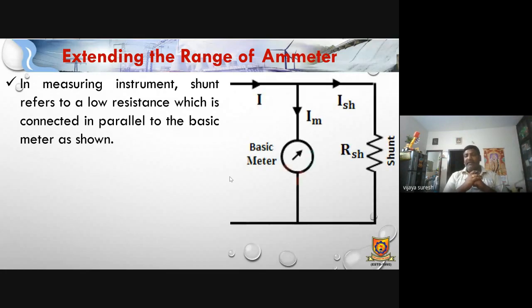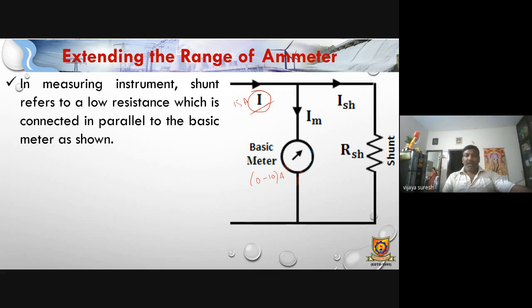Let us observe this circuit diagram. The input current, capital I, is the amount of current we need to measure. So this is our input value. Whatever meter we select should normally be within range. Otherwise, we have to go for extending the range of the meter. Now observe this. Let us say 15 amps is the input current, and the meter range is 0 to 10 amps.